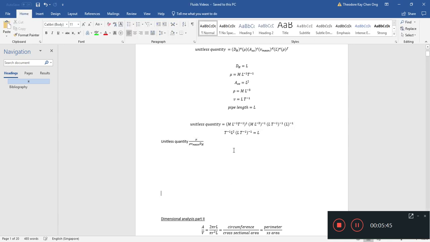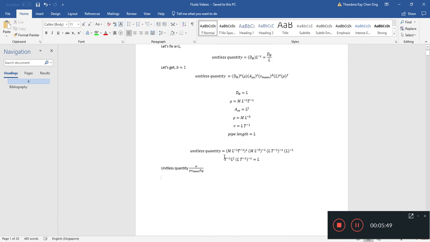Now, we have one more because we have made use of many of these already. So d_H, we have made use. Mu, we have made use. V mean, everything else here we have made use of, except the area of the cross section. So this is pretty simple. A is just L squared. So for the third, we can use L squared.